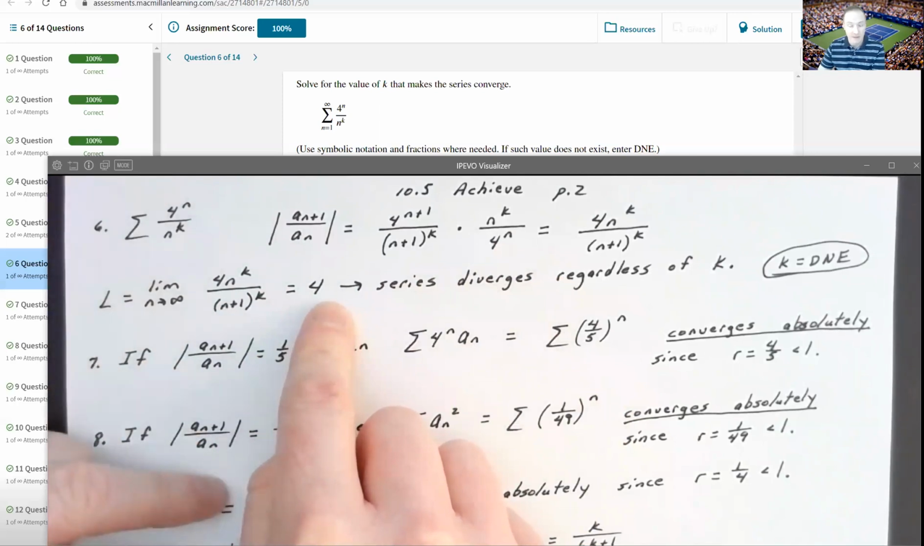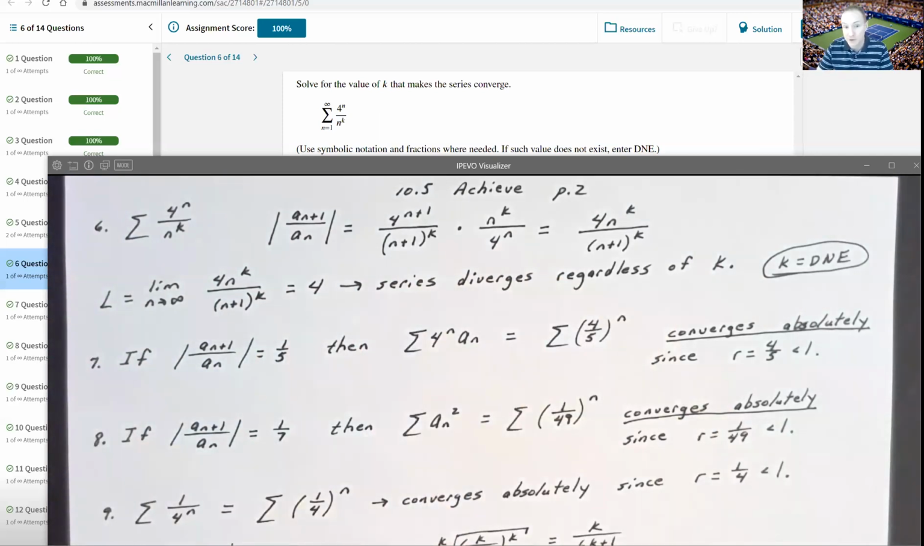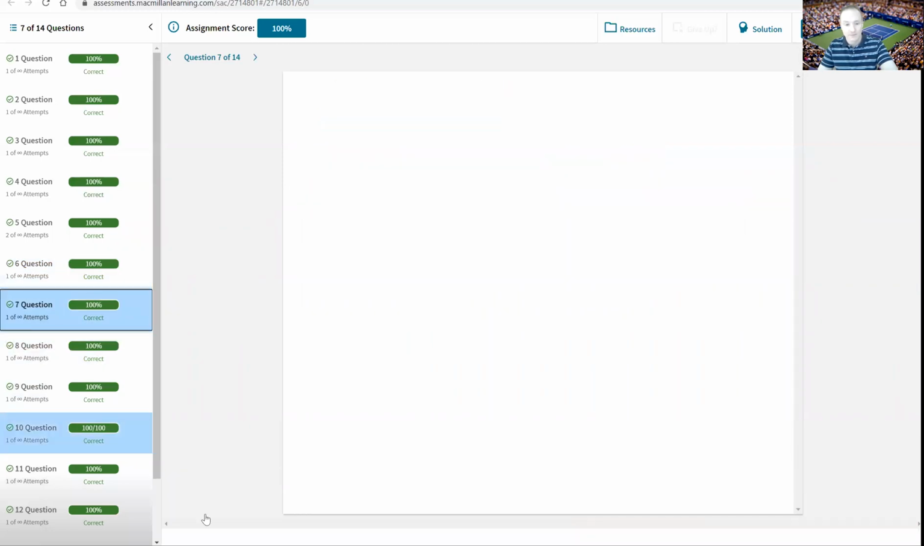I know since the limiting value is 4, that could never ever be less than 1. Thus, this series is always going to diverge regardless of your choice for k. Now, in this problem, they told us if no value of k existed that could make this converge, we simply say k equals does not exist, DNE, and that's what I did there.